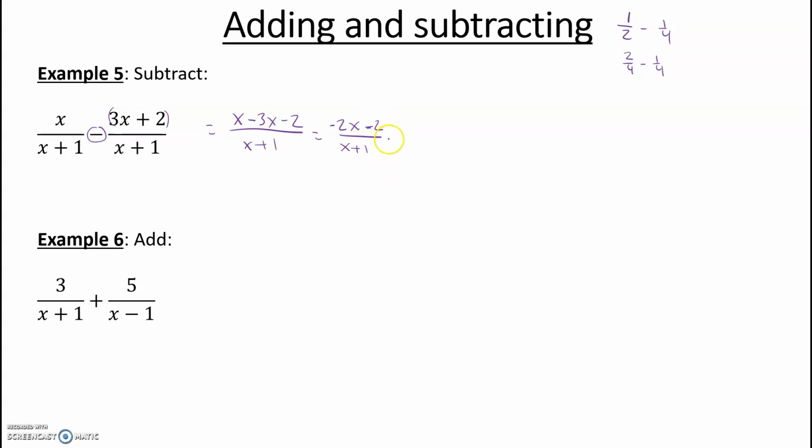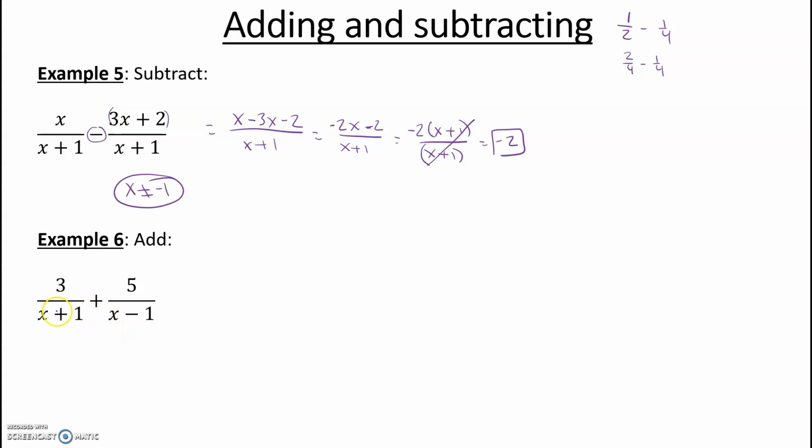You still want to simplify if you can. So I see a GCF here of negative 2. When I divide by negative 2, I'm left with x plus 1. And I see that those can cancel. So it winds up simplifying to negative 2. Again, I still want to talk about restrictions in your domain. You know x cannot equal negative 1 because negative 1 plus 1 is 0. No zeros in the denominator.